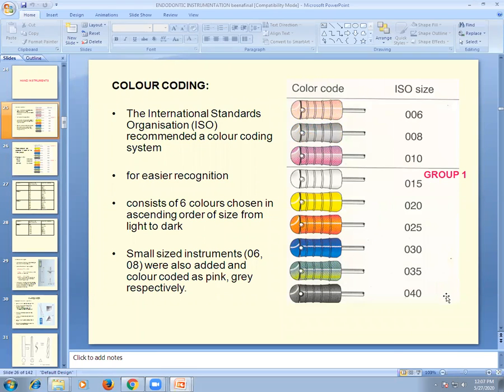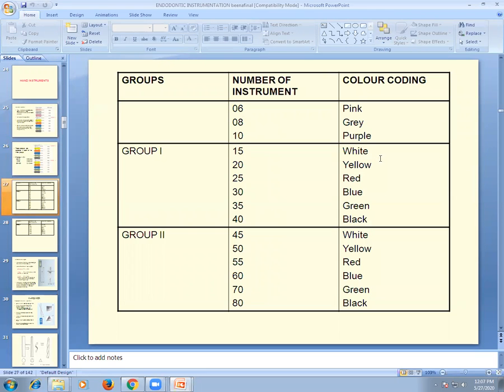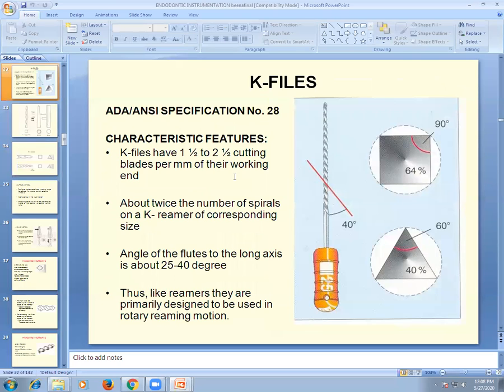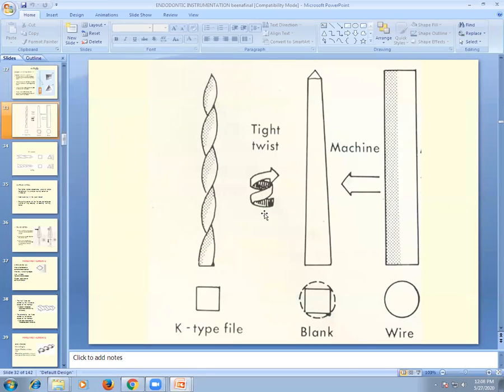Group 1 consists of 15 to 40 files, and the color coding will be white, yellow, red, blue, green, and black. The same will be repeated for group 1, group 2, and group 3. I am not going into the details of the K reamer and all. The difference between the files and reamers is usually asked as a short note near final exams. So just make sure that you are very well versed in the files and the reamers.